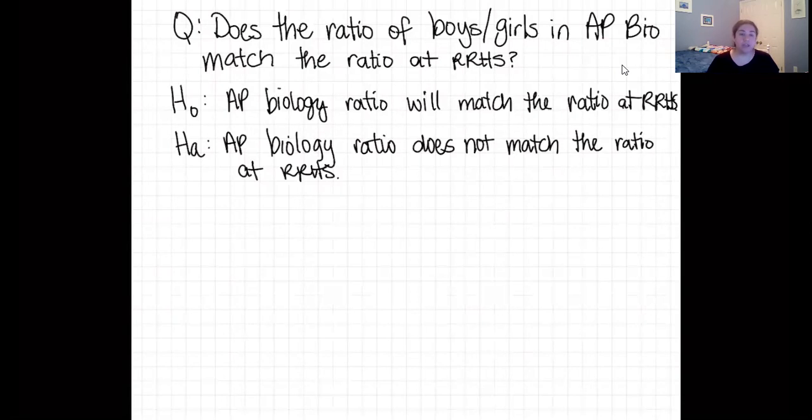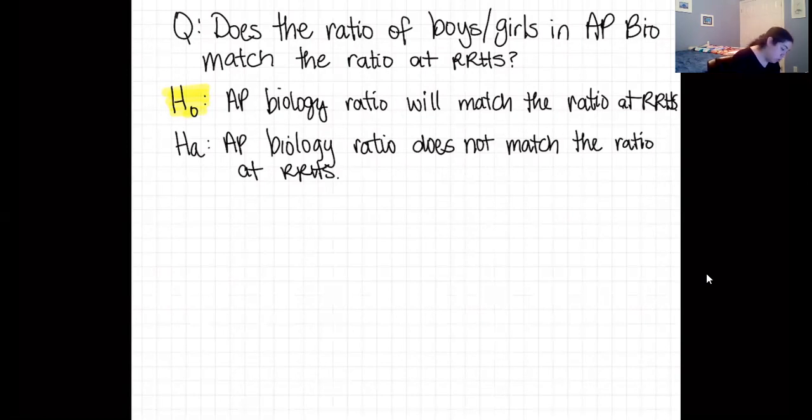So in order to do that, we're going to need to use a null hypothesis to help us understand and predict what those numbers should be. So your null hypothesis is looking at the ratio of boys and girls in AP Bio matching the ratio of boys and girls in Round Rock High School. Your alternative hypothesis will be the opposite to that. So it's saying that the ratio of boys to girls does not match the ratio of boys to girls at Round Rock High School. Now, in order to do this, we are going to need some information.